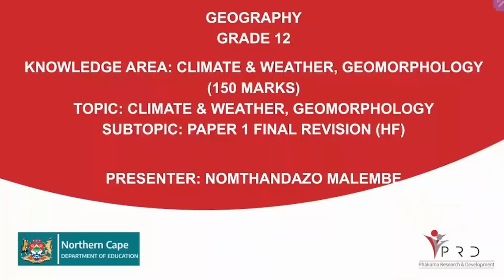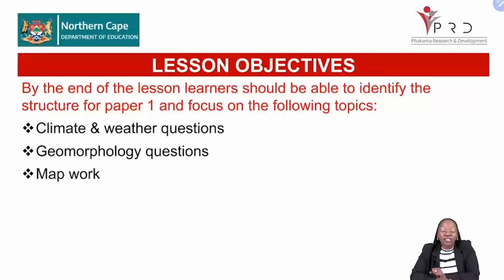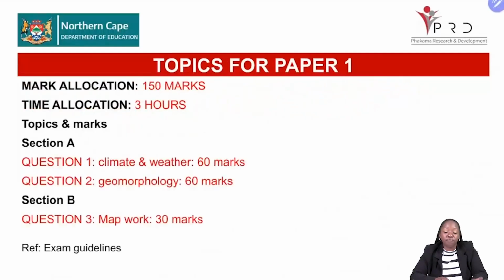So today, learners, we are focusing on our paper 1 revision. But before we start with our revision or our lesson, I just want us to go through our lesson objective for today. By the end of this lesson, learners, you should be able to identify the structure for paper 1 and also focus on the following topics. Number 1, we'll be looking at your climate and weather questions. Then secondly, we'll be looking at your geomorphology questions. And lastly, we will be looking at your mapwork questions.